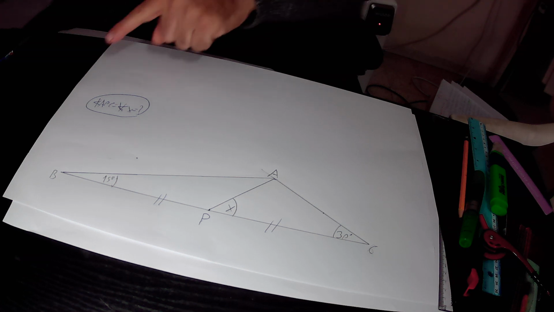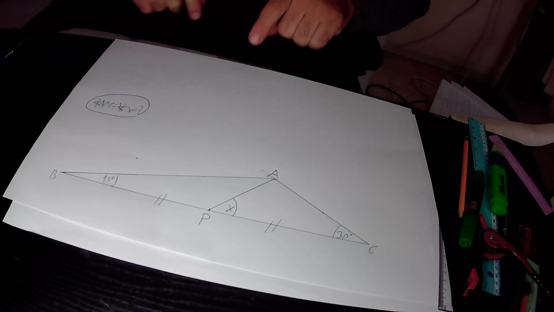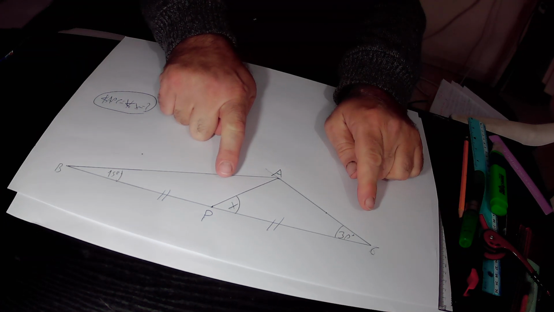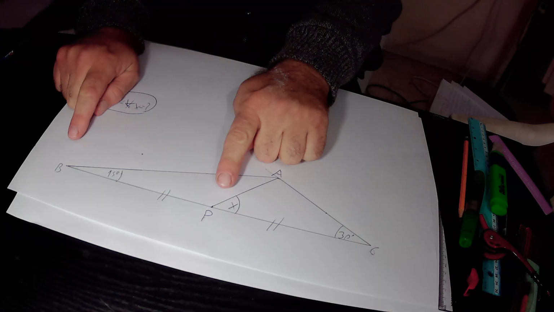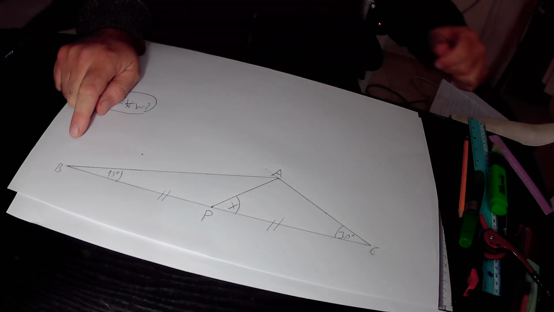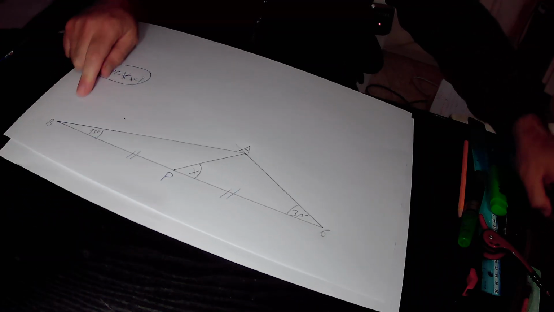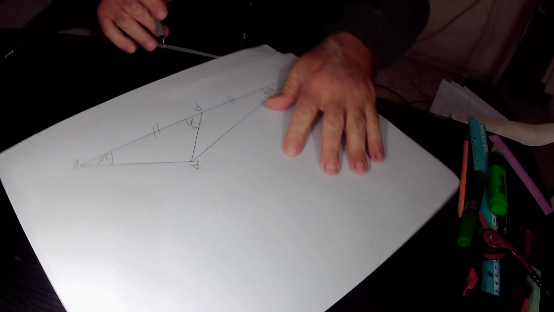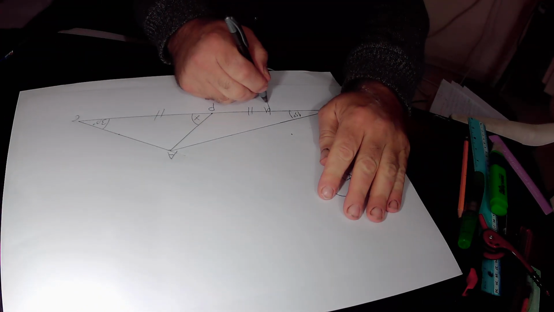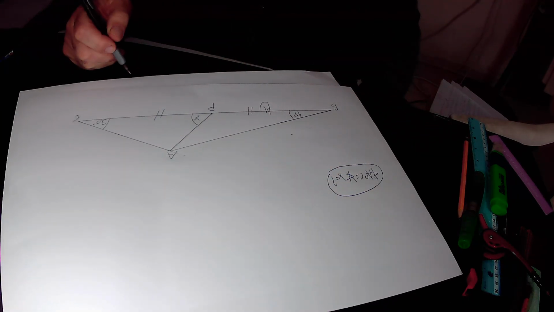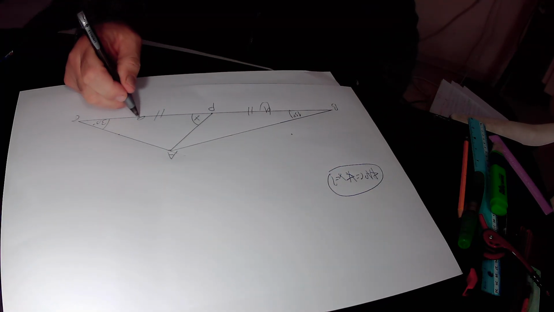In the drawing, we have triangle ABC. Know that BP equals PC. So if you define the length of BP as A, then the length of PC must also equal A because they are equal to each other.